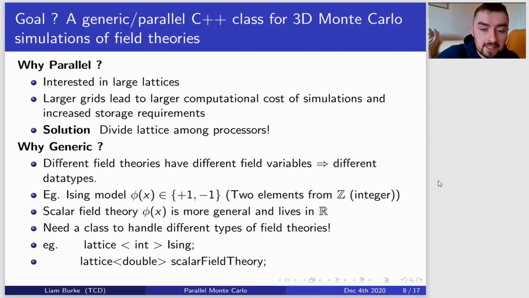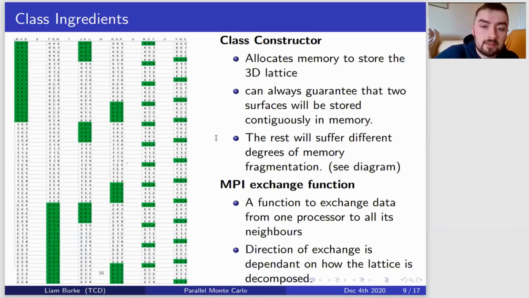And so the way this class would work then is you create a certain instance of the class depending on the type of field theory you want to study, and you can use any data type you wish depending on how you want to store the variables at every point of the grid. So the main ingredient is memory to store the grid.